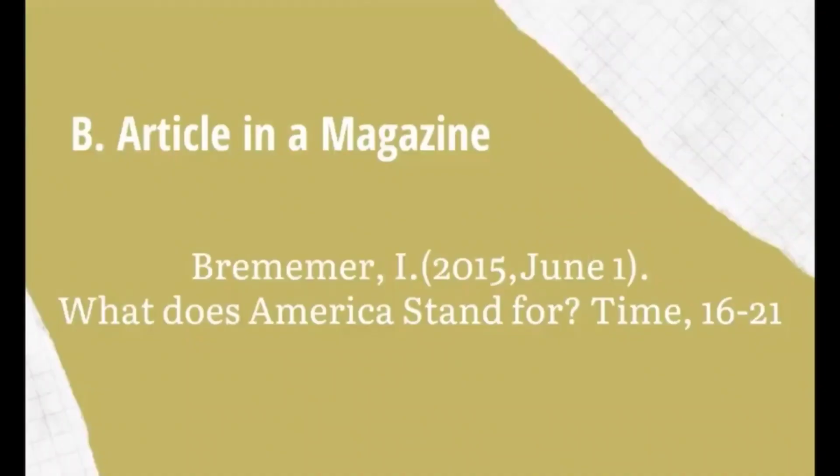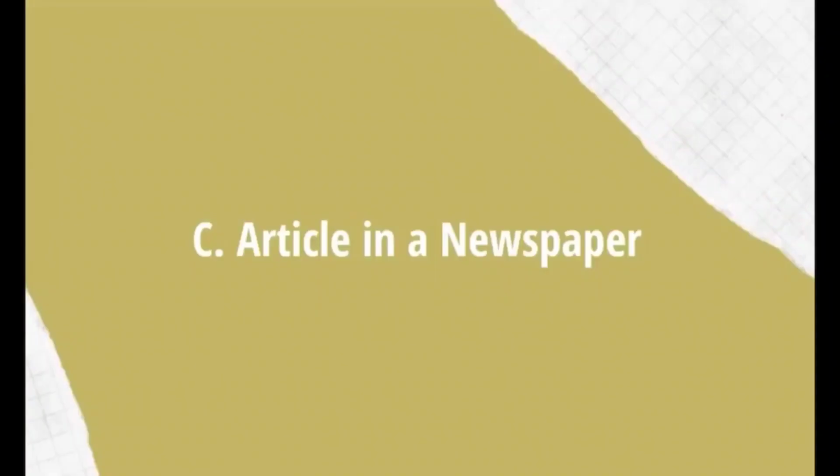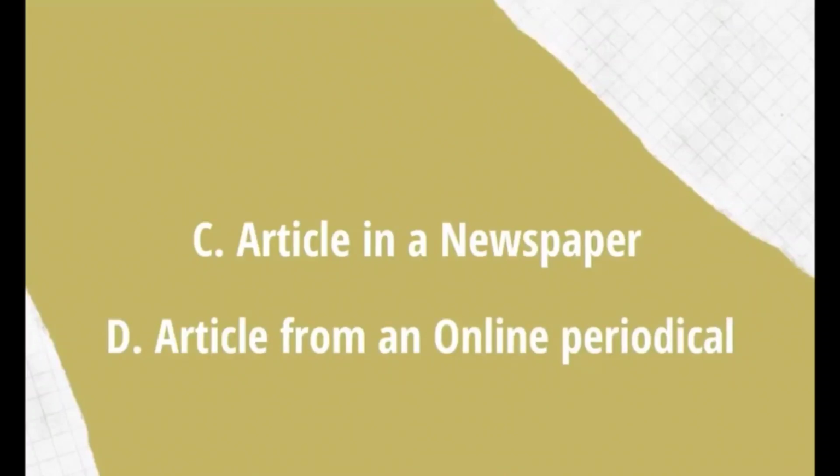Letter B, we have an article from a magazine, which has the same details except it adds the pages at the end. An example: Bremer, I., 2015, June 1, What Does America Stand For? Time, pages 16 to 21. That is an example of an APA citation for a magazine. Letter C, article in a newspaper. Letter D, article from an online periodical, wherein at the end it adds the URL of the online source.